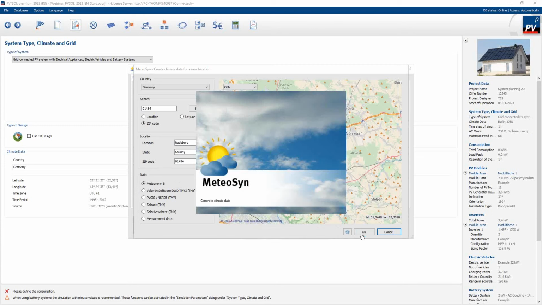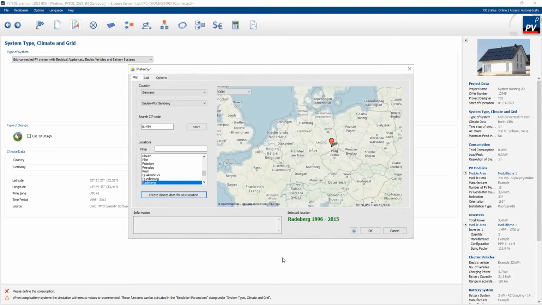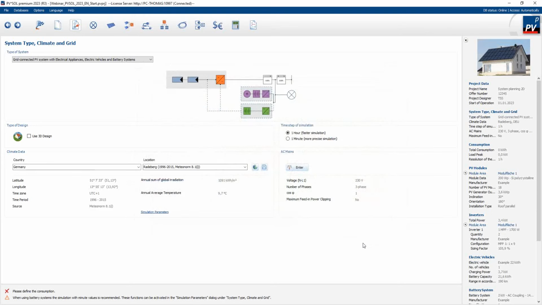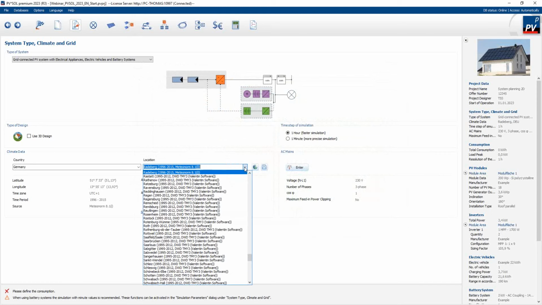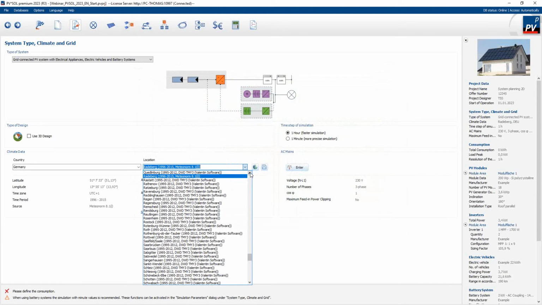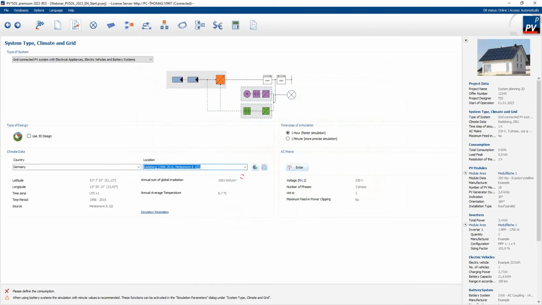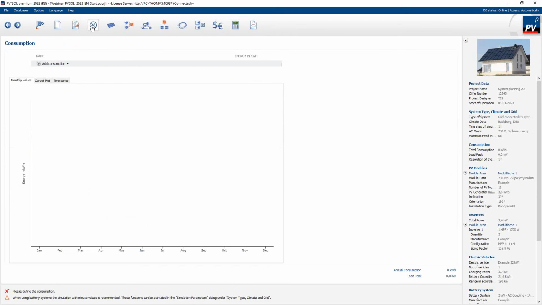Okay, but we use the Meteonorm 8. We press OK, and then the new climate data record will be created, and it also remains in your database, so you can also use it for further plannings in the future. Now we move forward to the next window, and this is for the consumption.